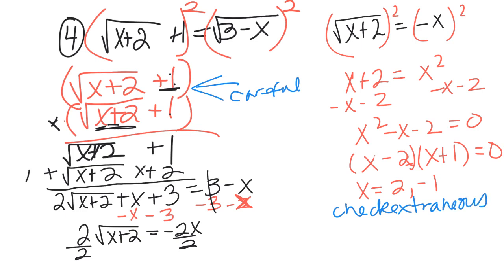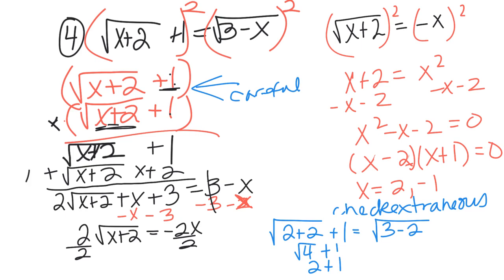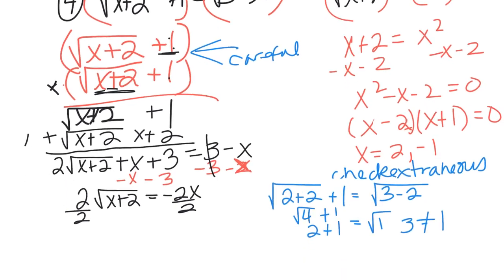So when I go back, let's see, we plug in 2, so I get the square root of 2 plus 2, plus 1 equals the square root of 3 minus 2. So that's the square root of 4 plus 1. That's 2 plus 1 is equal to the square root of 1, which is not true. 3 does not equal 1. So 2 did not work. Let's try negative 1.